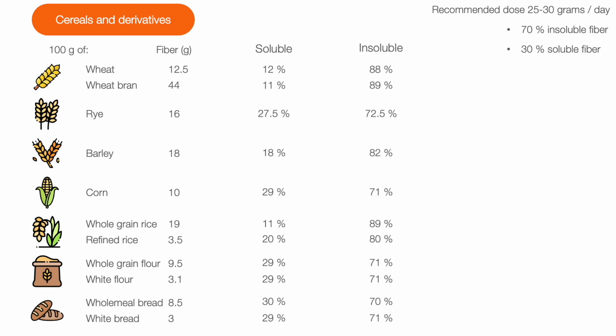Here, you have the percentages of soluble and insoluble fiber in these cereals and their derivatives. As you can see, most of the fiber contained in cereals is insoluble fiber, which makes it easier to follow the recommendations. In some, such as wheat bran or brown rice, almost 90% of their fiber is insoluble. In others, such as corn or cereal derivatives, that is bread or flour, 70% of the fiber is insoluble.